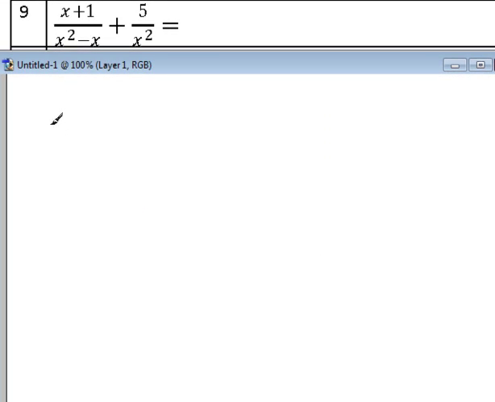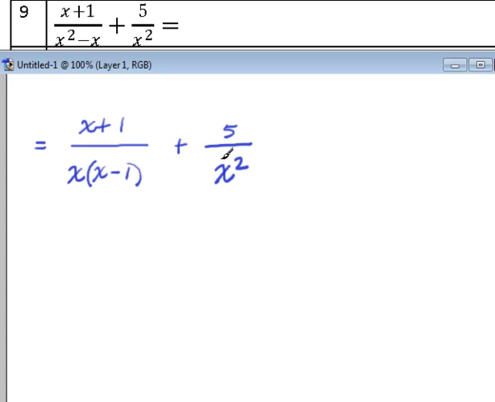In number 9, we're adding fractions, and we need a common denominator. So first we'll factor those two denominators. The first one factors, as pull out an x from here, we have x times x minus 1. Plus 5 over x squared. Okay, so our common denominator will have an x in it, and we'll take the higher power of x, x to the power 2, and also this factor x minus 1. So that's our common denominator.